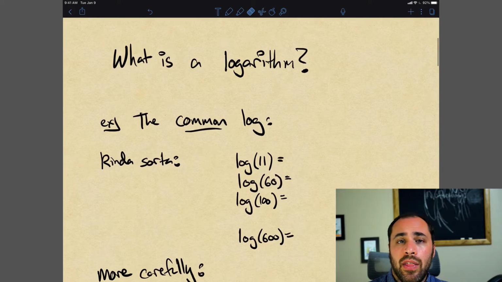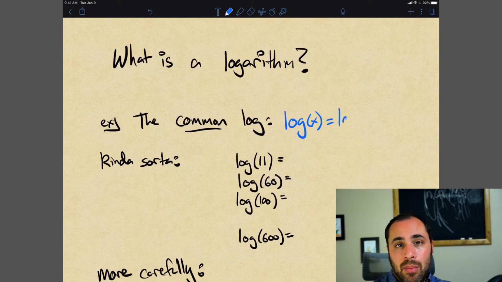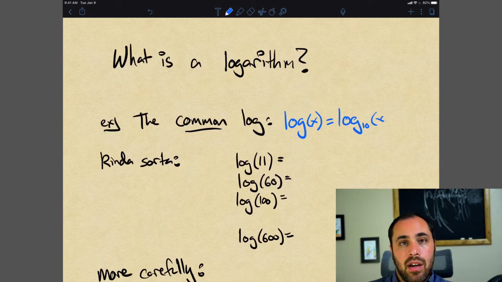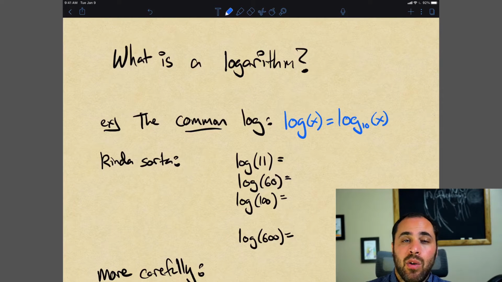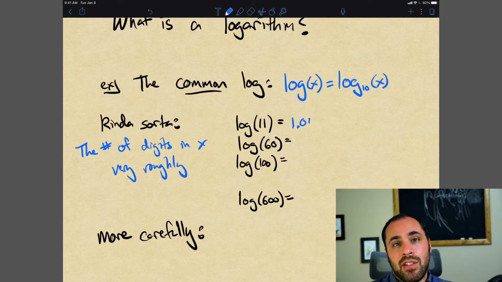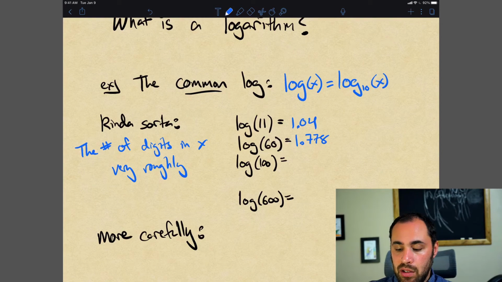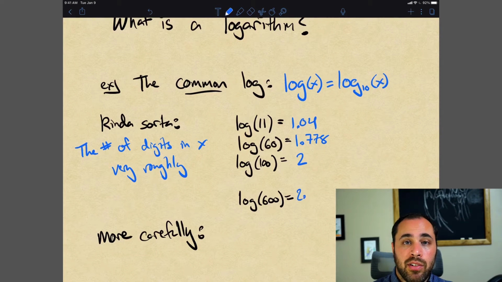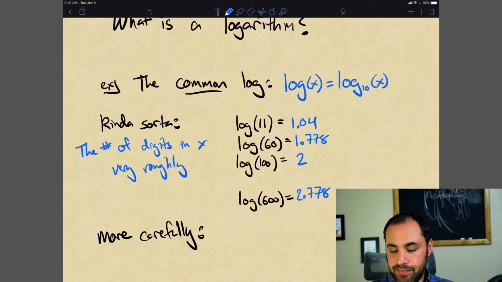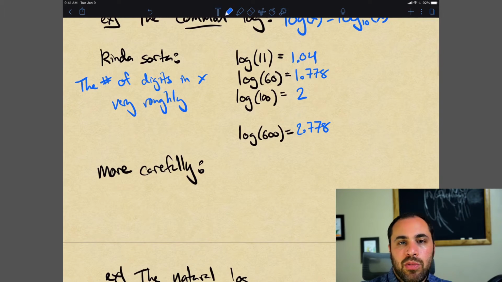A function called the common log, sometimes written log, L-O-G. More correctly, it's written as log base 10 of x. And when we're talking about this type of log, we're very roughly talking about the number of digits in x. Well, not really the number of digits, just less than the number of digits in x. But here are some examples of some numbers and their common logarithms. And this is not a super useful definition.